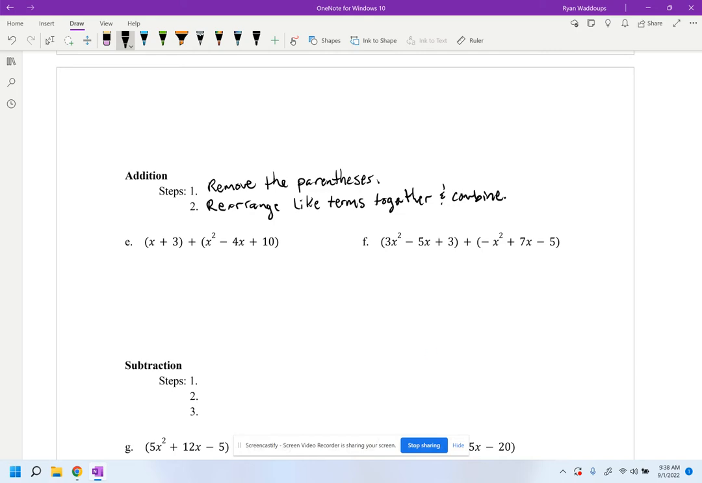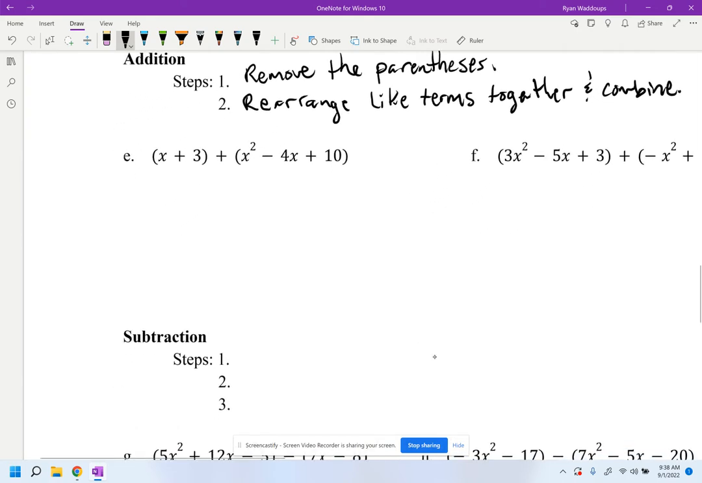So, if we look at E here, I've got x plus 3 plus x squared minus 4x plus 10. And I'm going to bring my x squared out in front so that it can be in standard form. X squared plus x minus 4x plus 3 and plus 10. Let me make sure that I've got everything.